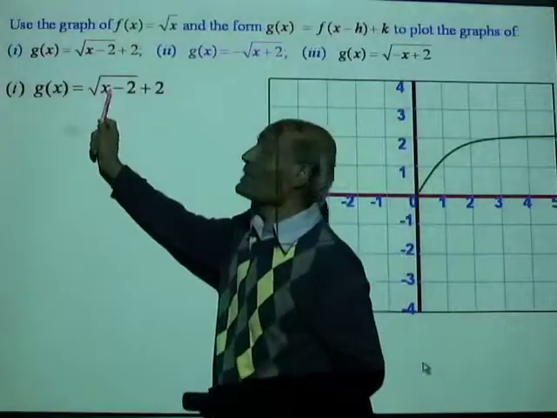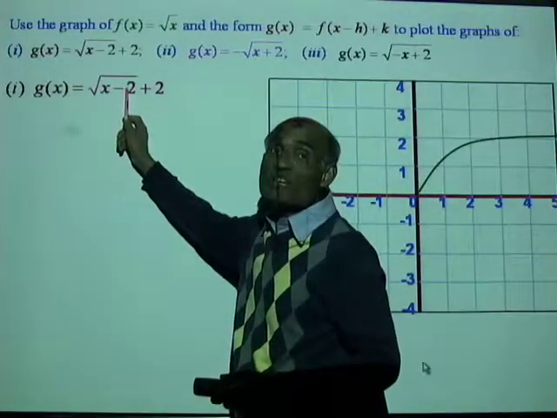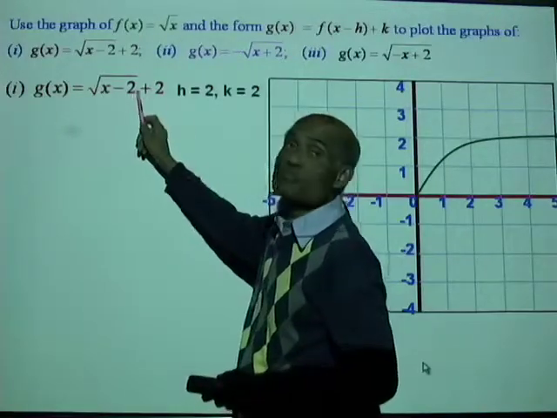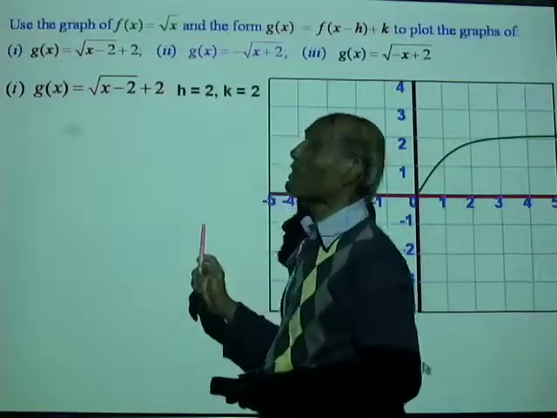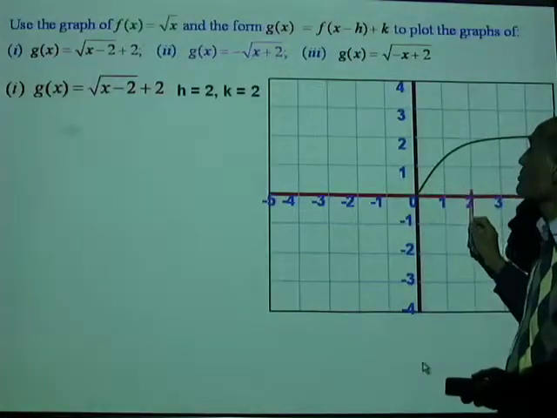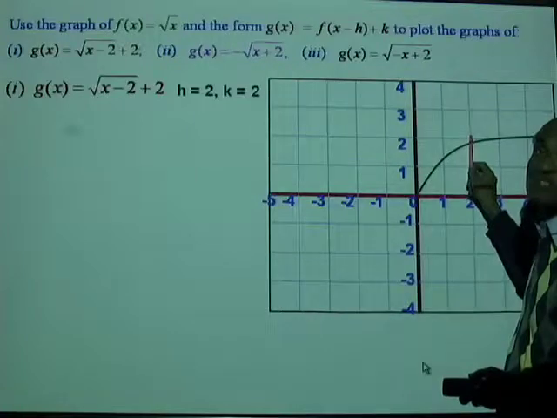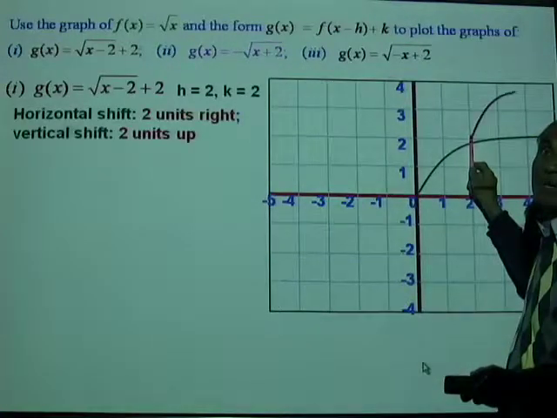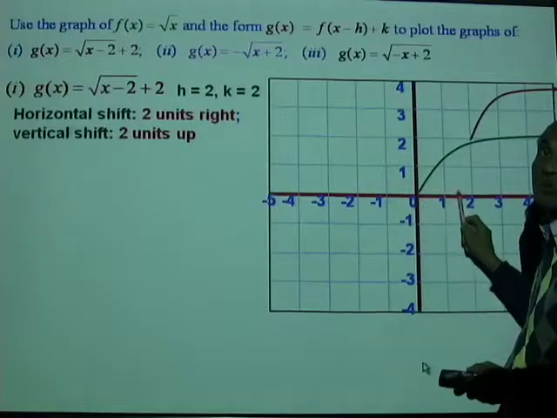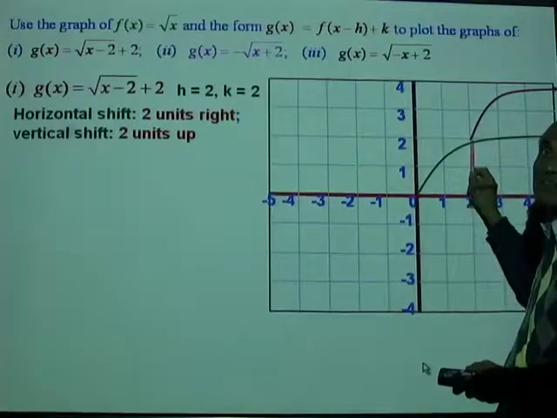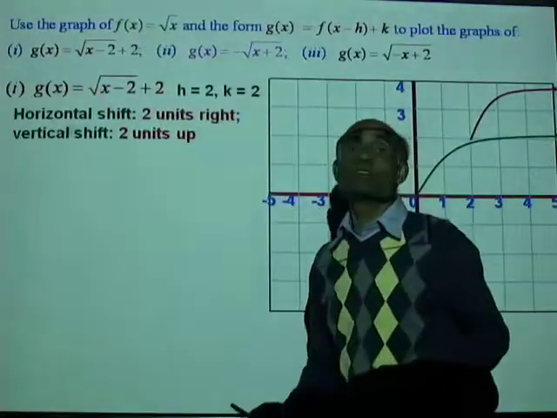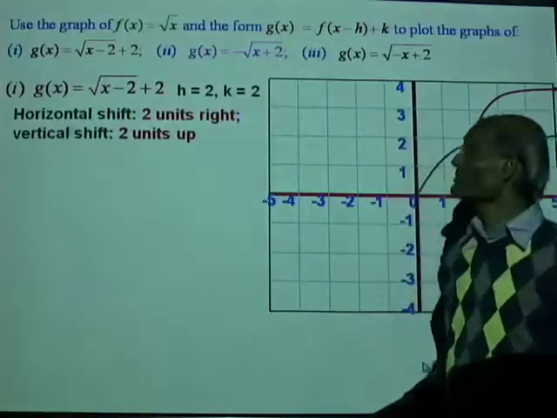Alright, in this case, your h is positive and your k is positive. h is positive 2, k is positive 2. So this graph will shift 2 units to the right and 2 units up. It will be like this. You can see I translated this point 2 units to the right and 2 units up, and that is the graph of g(x) = √(x - 2) + 2.